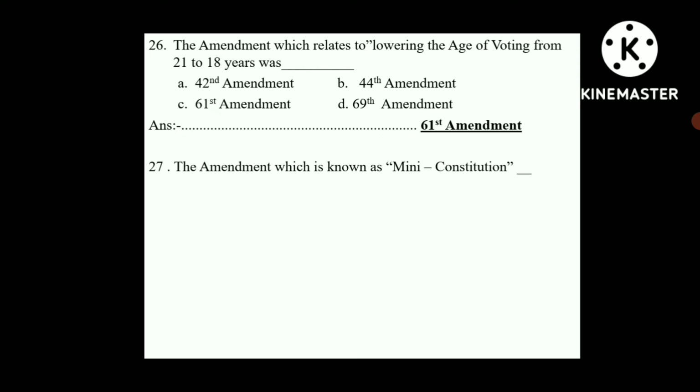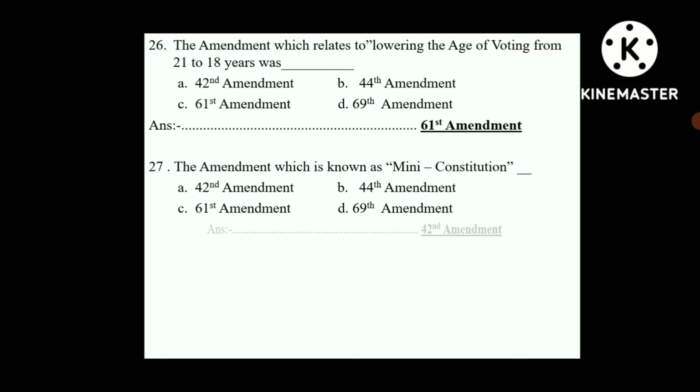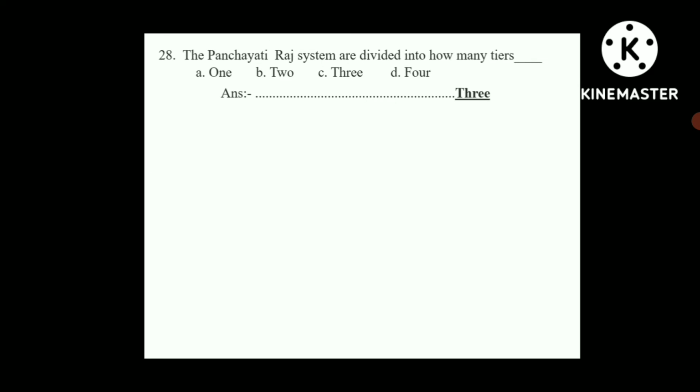The amendment which is known as mini constitution, an amendment which itself has become a mini constitution, is the 42nd amendment, 44th amendment, 61st amendment or 69th. It is of course the 42nd amendment. Most of the vital changes in the constitution have been done in the 42nd Amendment itself.